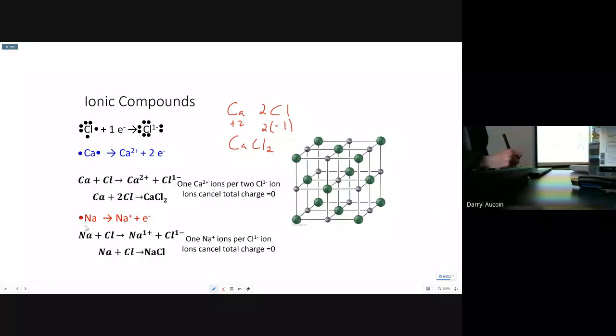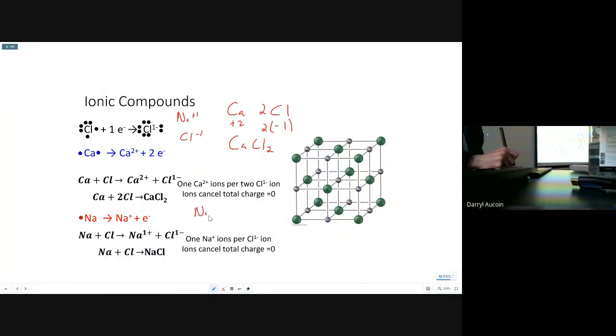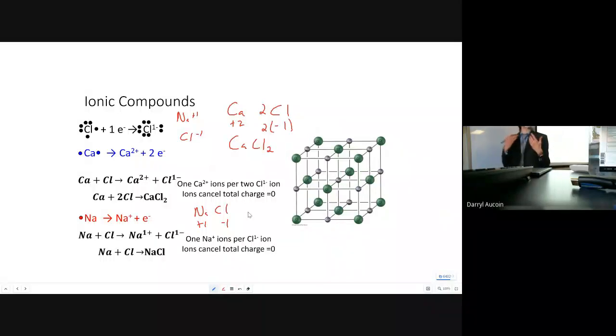Versus if you had something like Na, Na is a +1. And then Cl is a -1. So you can just put Na and Cl together because +1, -1 cancel out. We don't need any extra Cls or any extra Nas. 1 and 1 work together there. So always look at your charge.